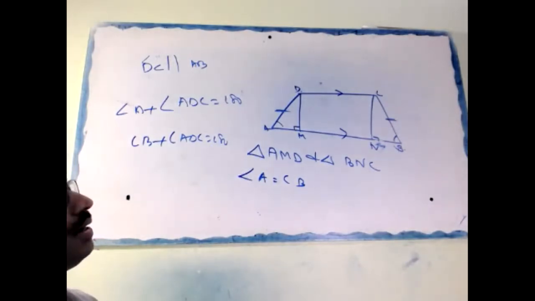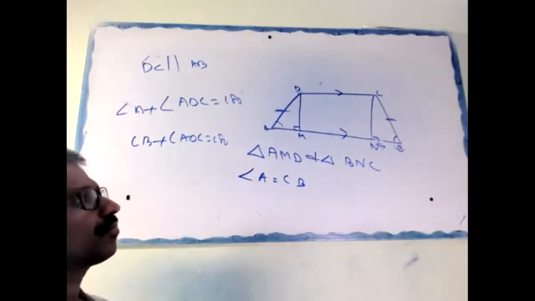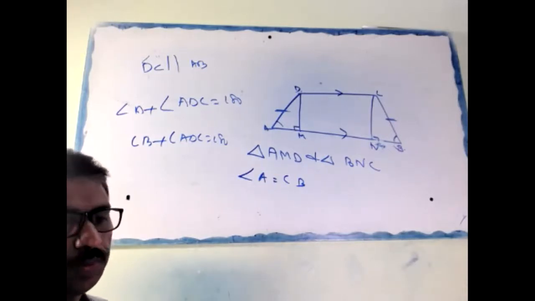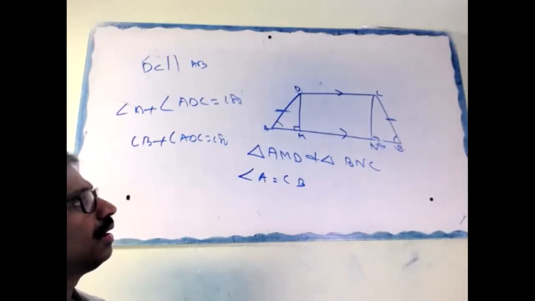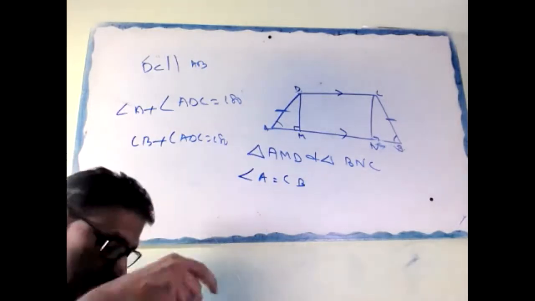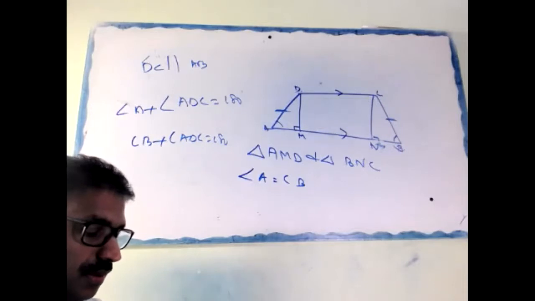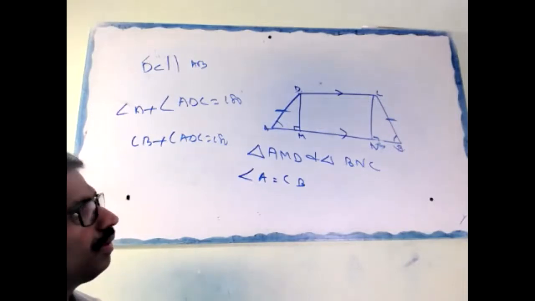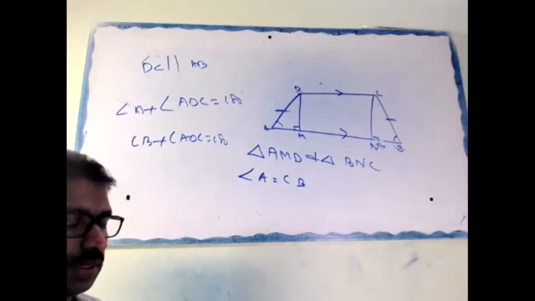What do you do? Construction: draw DM and CN perpendicular to AB. Then prove, in triangles AMD and BNC: AD equal to BC, given. Angle M equal to angle N, 90 degrees. DM equal to CN, distance between the parallel lines.